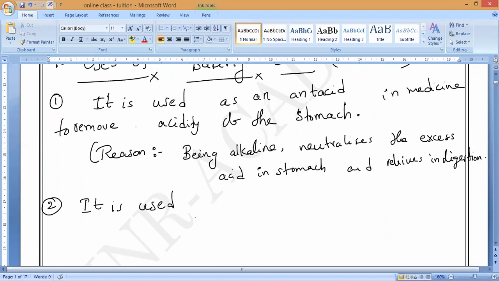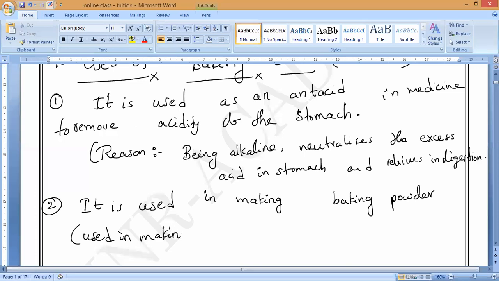If you understand this, then you will be able to get everything I'm saying, because very, very important, more number of MCQs will come. It is used in making baking powder. Used in making what? Making cakes, bread, etc. Do you understand?